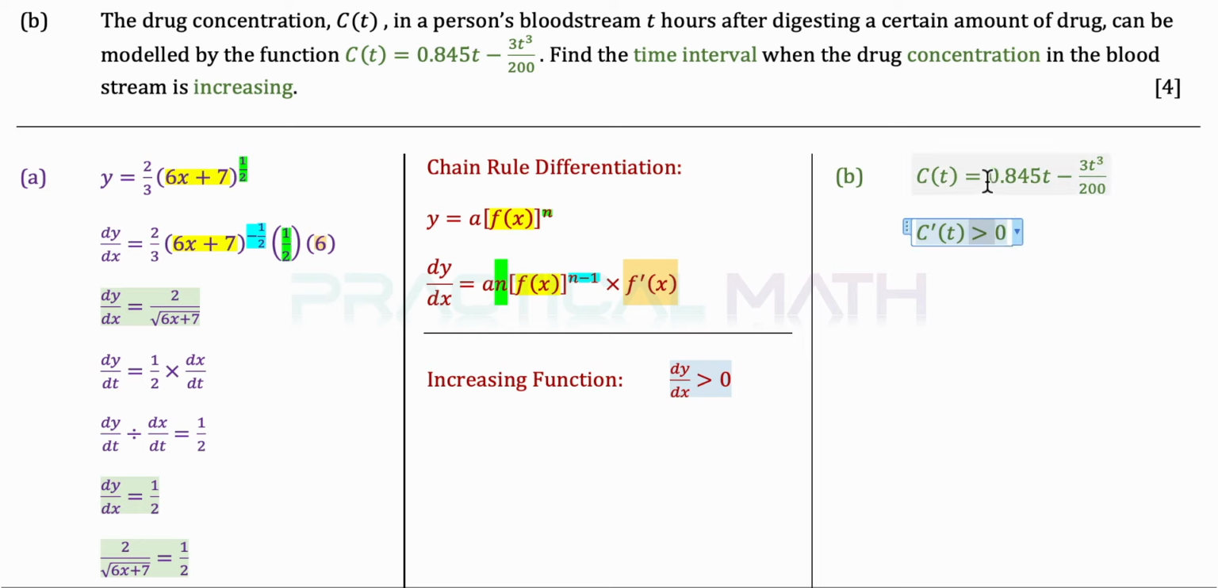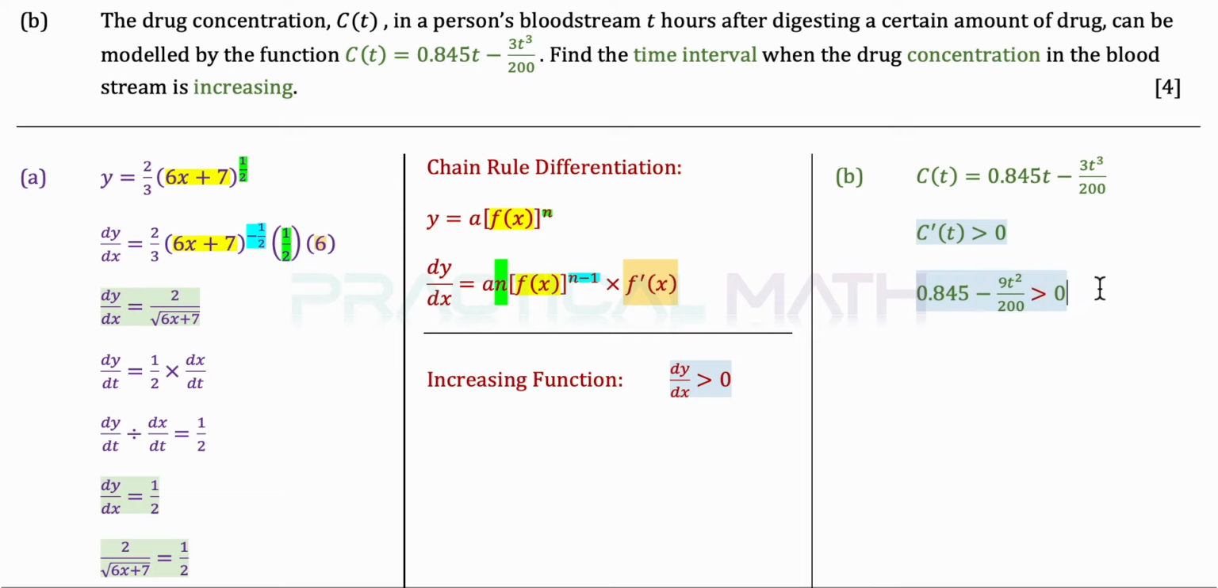So what we want to do now is to differentiate this part here. When we differentiate this part, we will get this result. Differentiating 0.845t shall give us 0.845. Differentiate negative 3t cubed over 200: power of 3 brought down, 3 times 3 is 9, power minus 1 becomes t squared. So over here, we have 0.845 minus 9t squared over 200. Take note of the inequality sign is greater than.